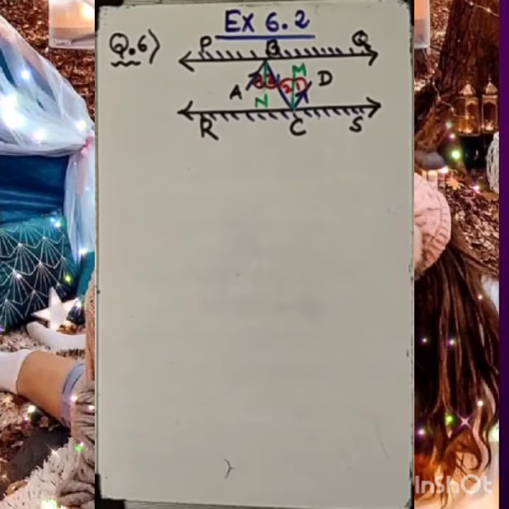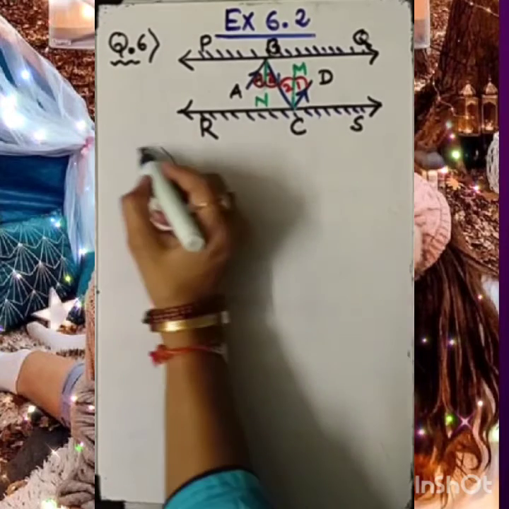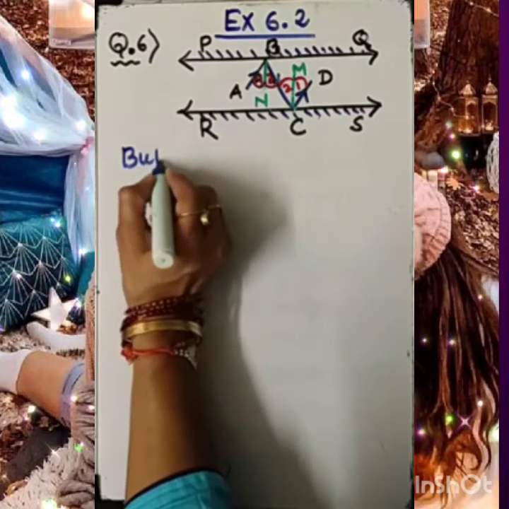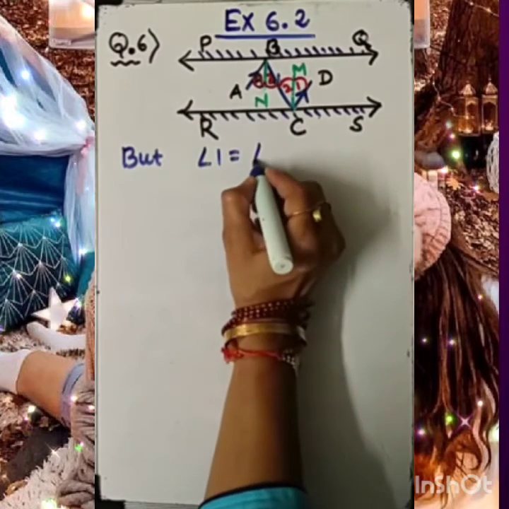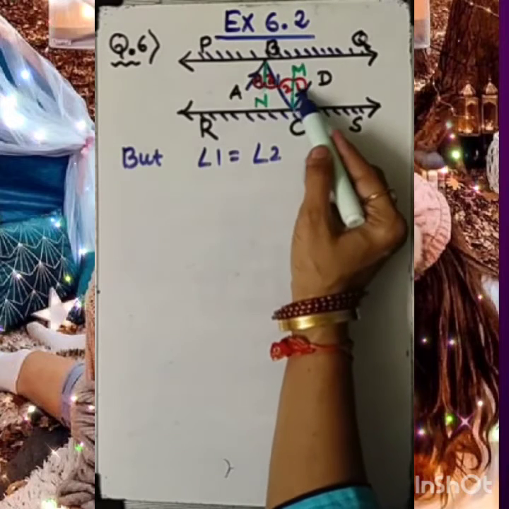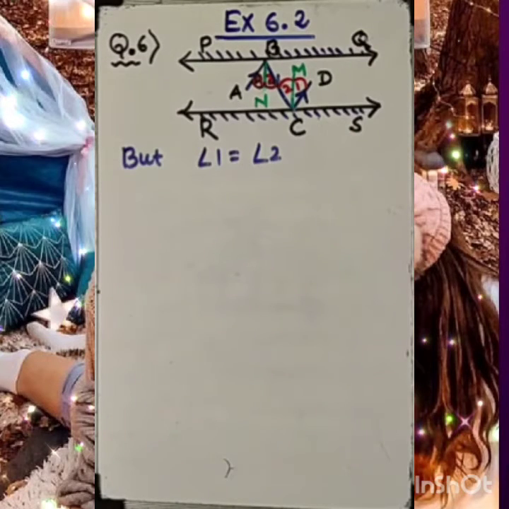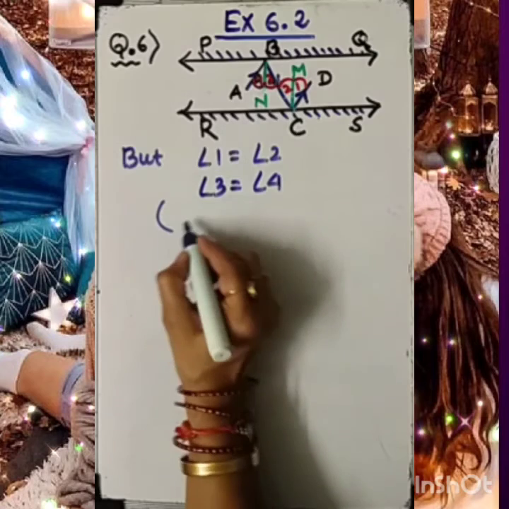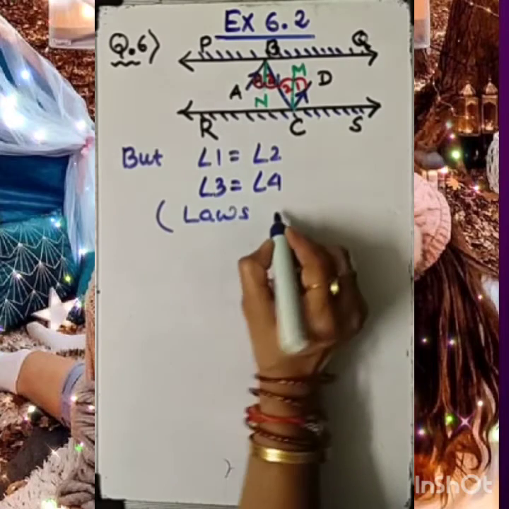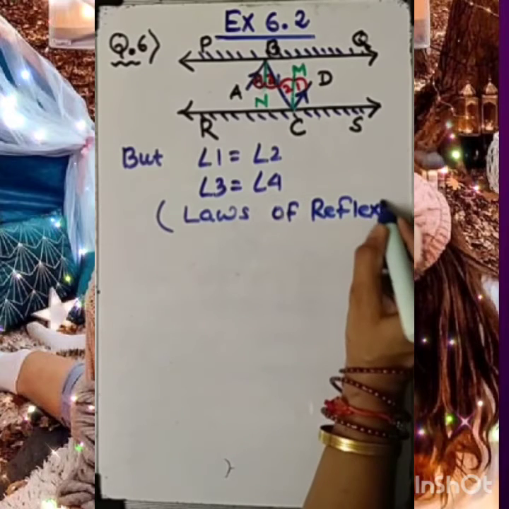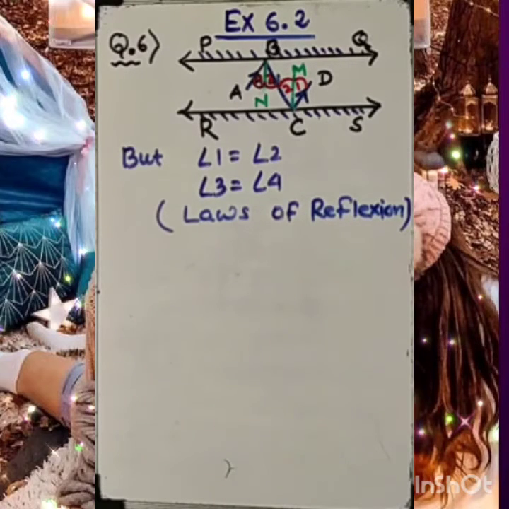Now next step, my dear student, as we know, this CM is the normal, so I can say angle 1 equal to angle 2, because both of these angles will become similar, and angle 3 equal to angle 4 also. This is the law of reflection that we have studied in physics. If the normal is cutting it, then both of these angles will be similar.